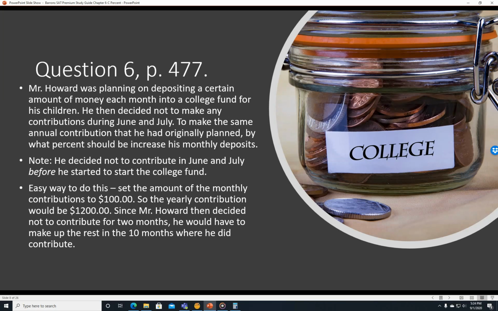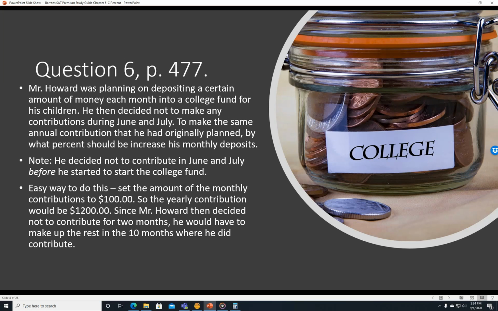Then he'd have to adjust the payments made in August, September, November, and December to increase that, and that makes it a harder problem. So, now that we know the problem is not as hard as we thought it would be, there's an easy way to do this. Why don't we just set the amount of the monthly contributions to $100?